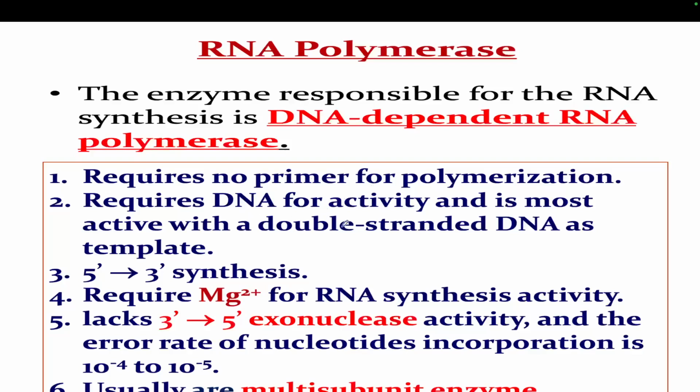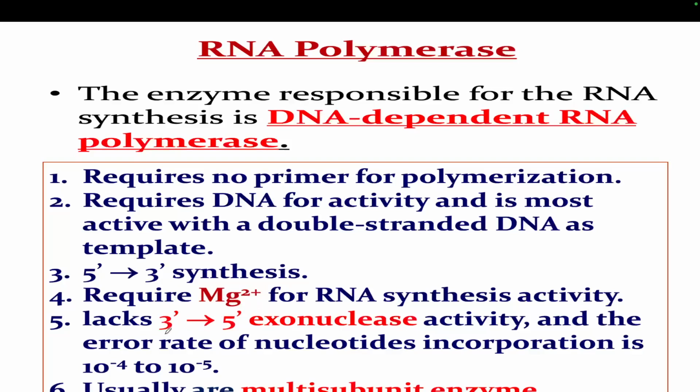It requires DNA for activity and is most active with double-stranded DNA as a template. There is no need for the DNA to be separated first before transcription starts. Instead, the RNA polymerase will unwind the duplex of the DNA, and meanwhile it will synthesize the mRNA. The synthesis proceeds from 5' to 3', and it is a magnesium-dependent enzyme, so it requires magnesium ion as a cofactor.